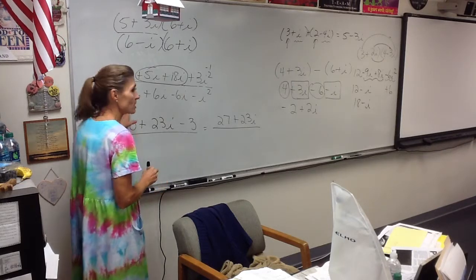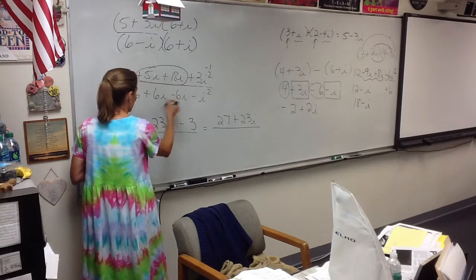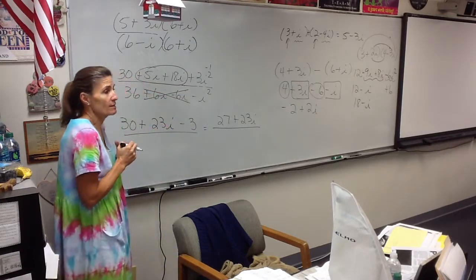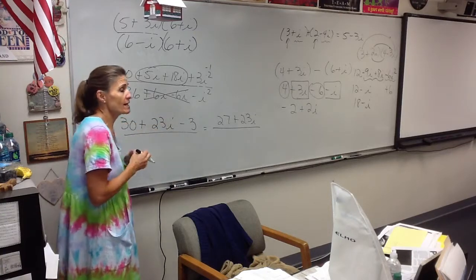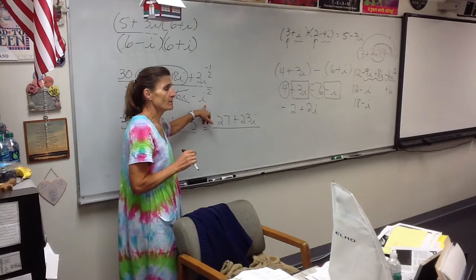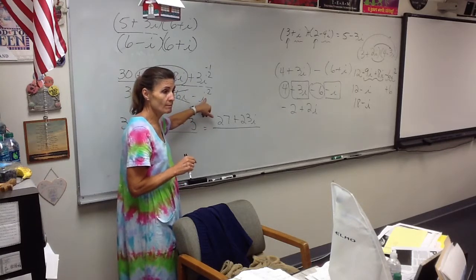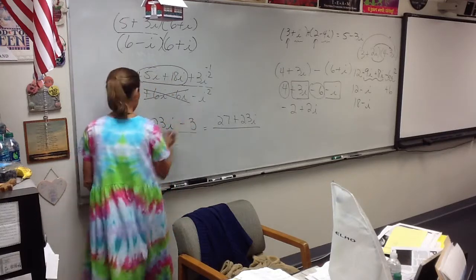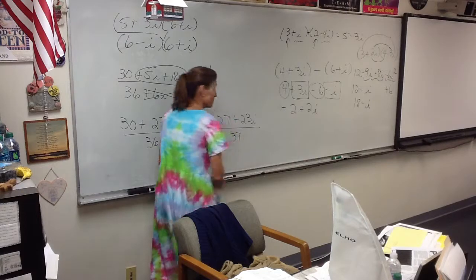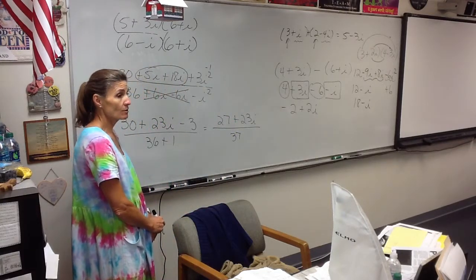Now, what happens on the bottom? Well, what happens to these two? They cancel. That's the beauty of the conjugate. Those will always cancel out. What did you say i squared was? Negative 1. So what's negative negative 1? Plus 1. So on the bottom, I have 36 plus 1, or 37. Yay. And that's the answer.